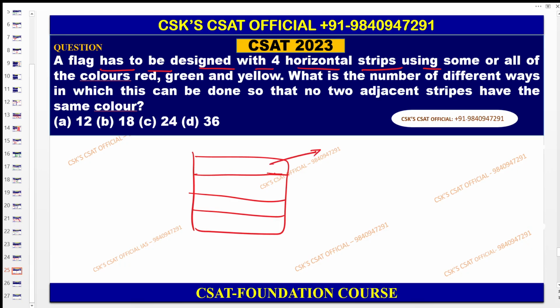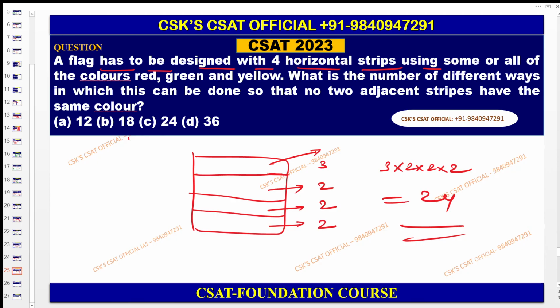For the first strip, to fill this one, we do have the 3 colors. Suppose you are using green here, you should not use the green in the next strip. So therefore we do have only two options. If you are using green here, you can't use the green, but we can use the red and yellow. So therefore 2 here. Like this, the last one also has 2. How many ways means 3 into 2 into 2 into 2. So 8 into 3 becomes 24. So the answer is 24.